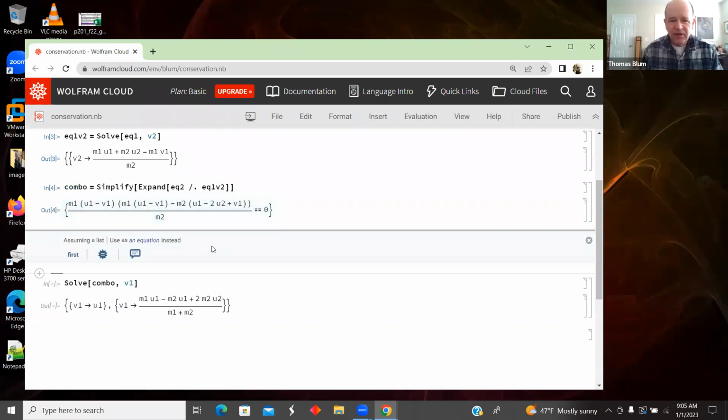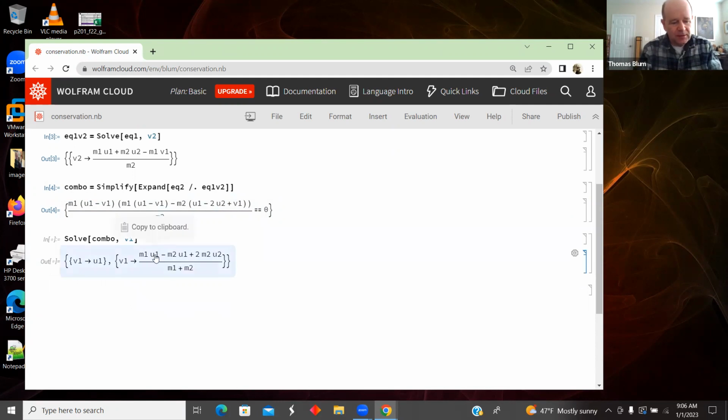Okay, and now I have this new equation with the solution to the momentum equation substituted into the energy equation. So I've gotten rid of V2, and now I want to solve for V1. So that's what I'm going to do next. I'm going to take what I called combo. I could be working with the Out numbers, but people following me had different numbers and were getting confused. So I called it combo, and I'm going to solve that for V1.